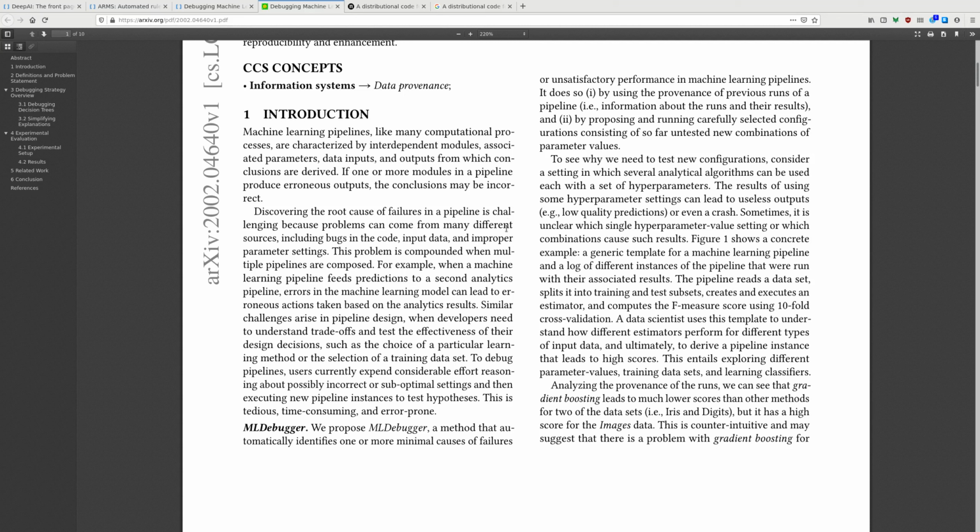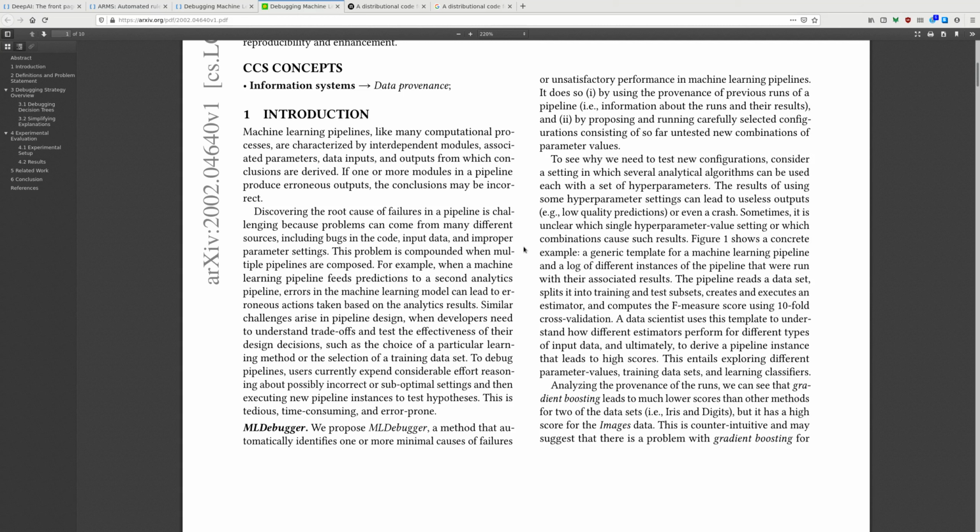Figure 1 shows a concrete example: a generic template for a machine learning pipeline, and a log of differentiated instances of the pipeline that were run, with associated results. The pipeline reads a dataset, splits it into training and test subsets, creates and executes an estimator, and computes a score using tenfold cross-validation. A data scientist uses this template to understand how different estimators perform for different types of input data, and ultimately to derive a pipeline instance that leads to high scores.